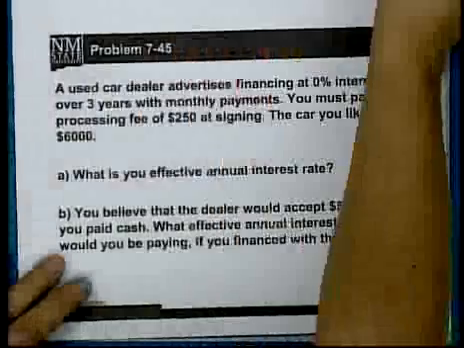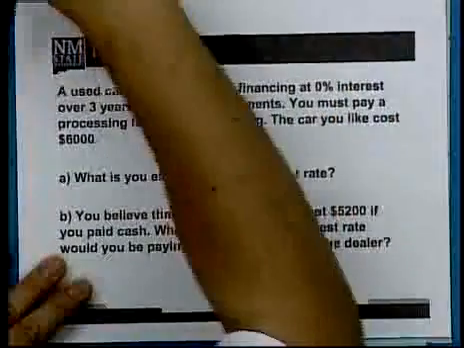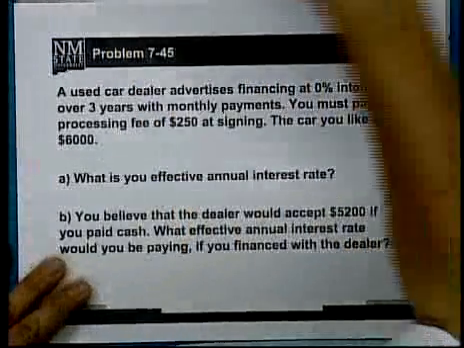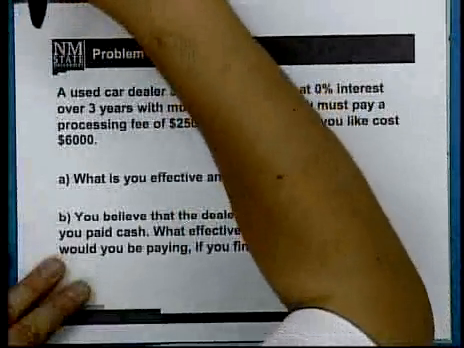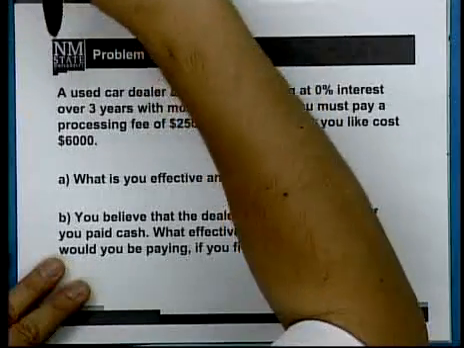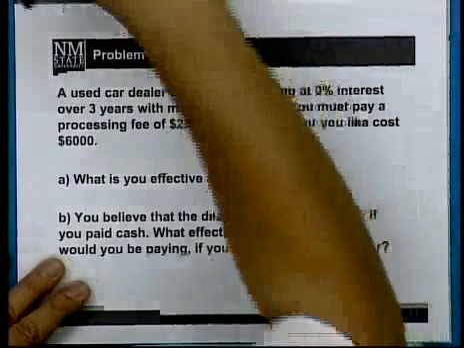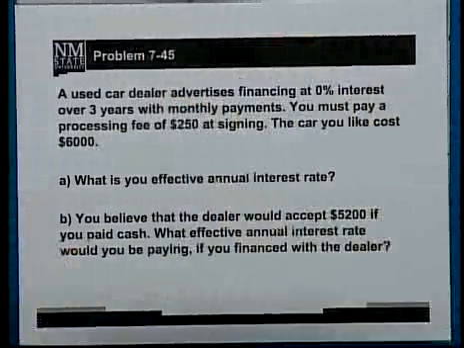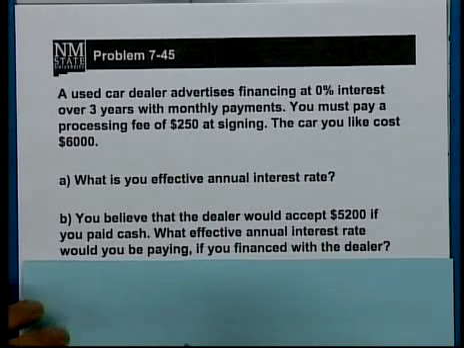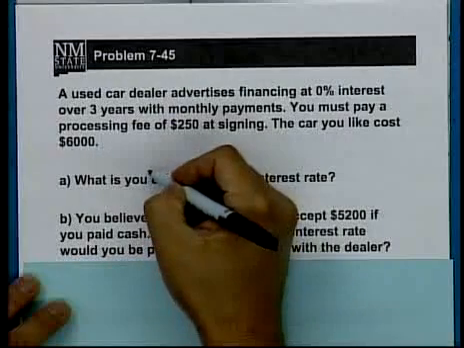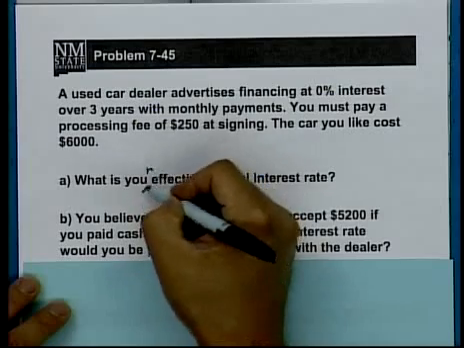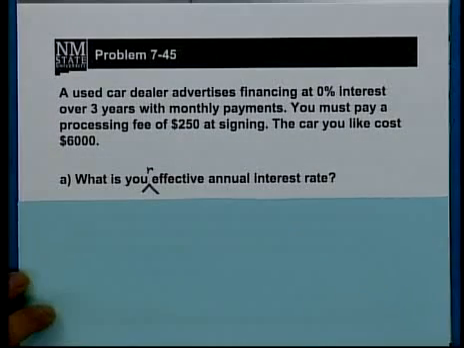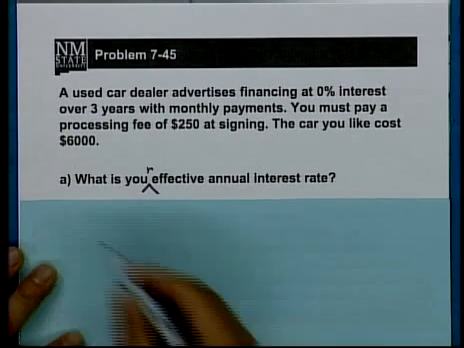Okay, so we are working on 7-45. There is R missing. What is your effective annual interest rate? Okay, so let's work on part A first.